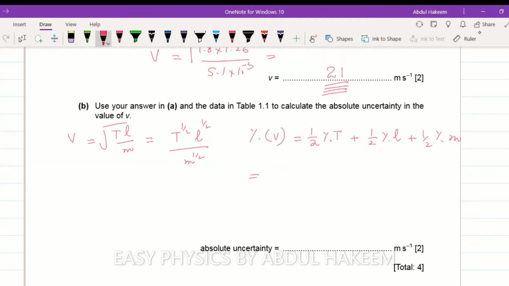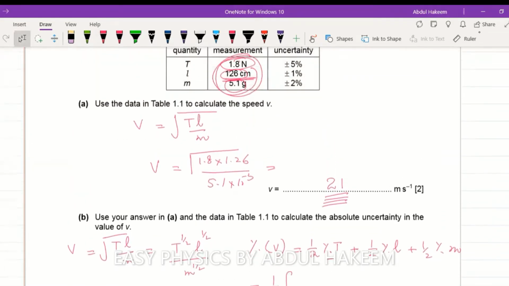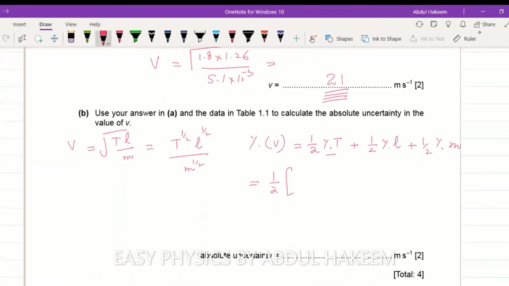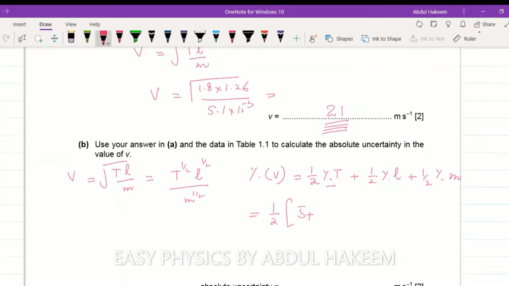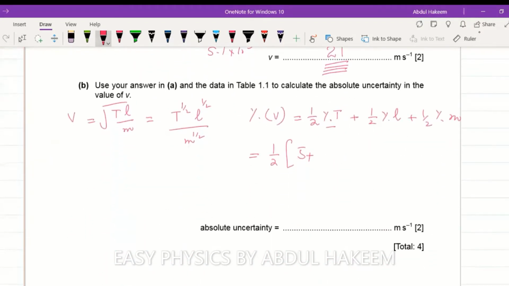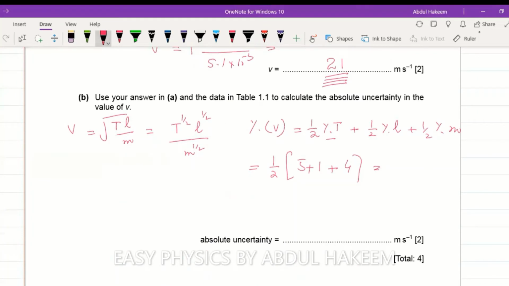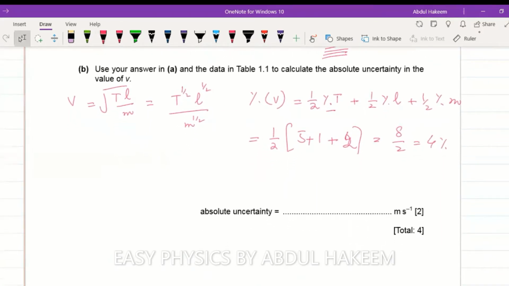So we can write 1 by 2 common, then T percentage is given 5, length percentage is given 1, and the mass percentage is given 2, sorry, this is 2. So this is 8 divided by 2. So this is 4%. Now, the percentage uncertainty in v is 4%.